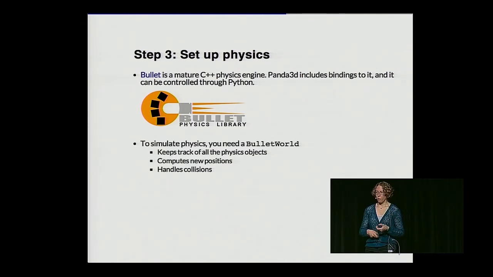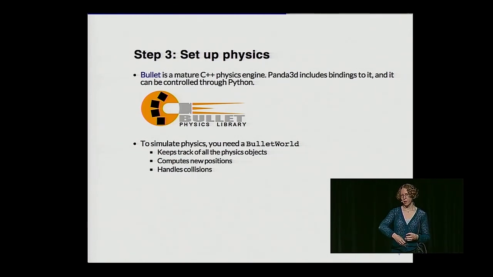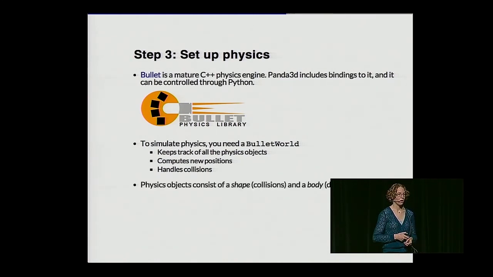The way that we simulate physics is by creating an object called a bullet world. And this keeps track of all of the physical objects. And it computes physics. So if you do one time step worth of physics, it'll figure out what the next position of all the objects needs to be. If any of them are detected as colliding, it will figure out how they bounce off of each other, et cetera. And the way that we represent physics objects is through two components.